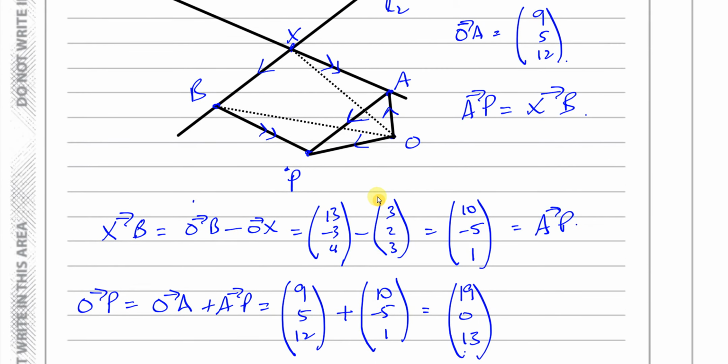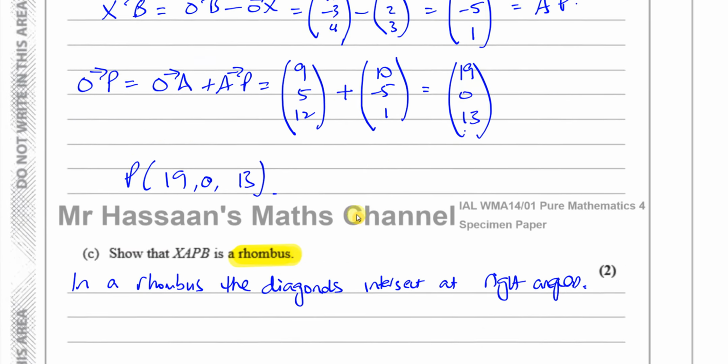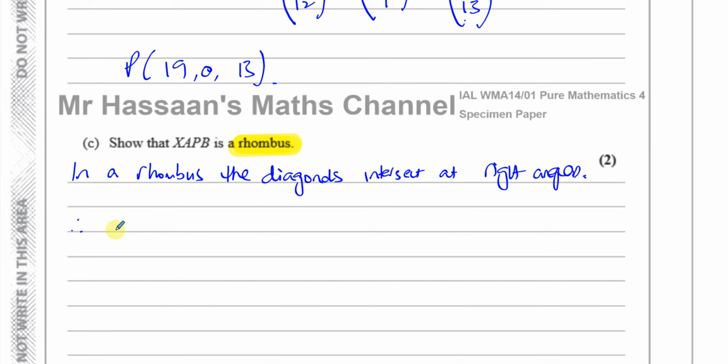So that means basically AB and XP must be perpendicular. Therefore, the vector from A to B is perpendicular to the vector from X to P. Okay, so we have to prove that. Now we can use the dot product to prove that. If the dot product of A to B and X to P is equal to 0, then they are perpendicular. Therefore, the diagonals intersect at right angles. And if that's true, then it's definitely a rhombus or a square. A square is a special type of rhombus, so it will still be counted as a rhombus. Okay, so there's no problem there.